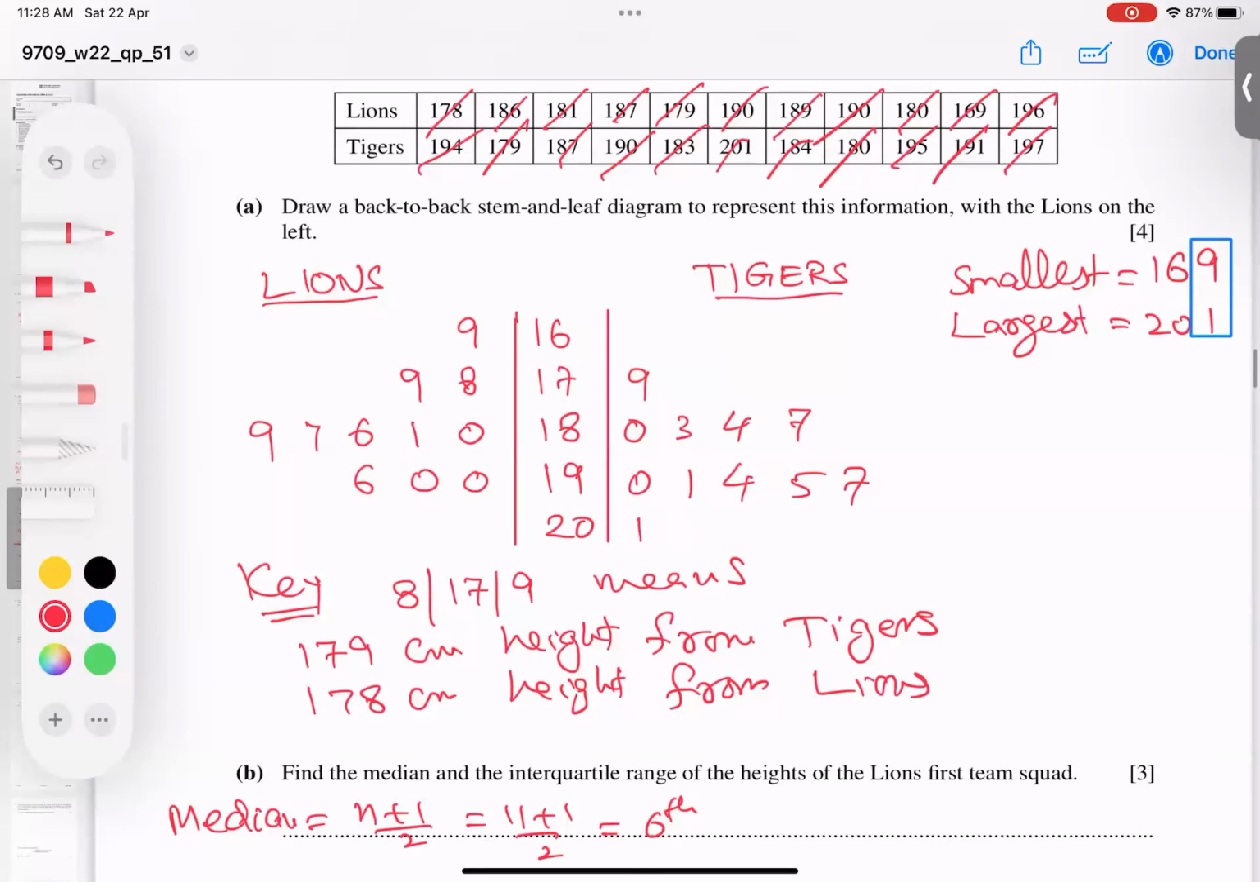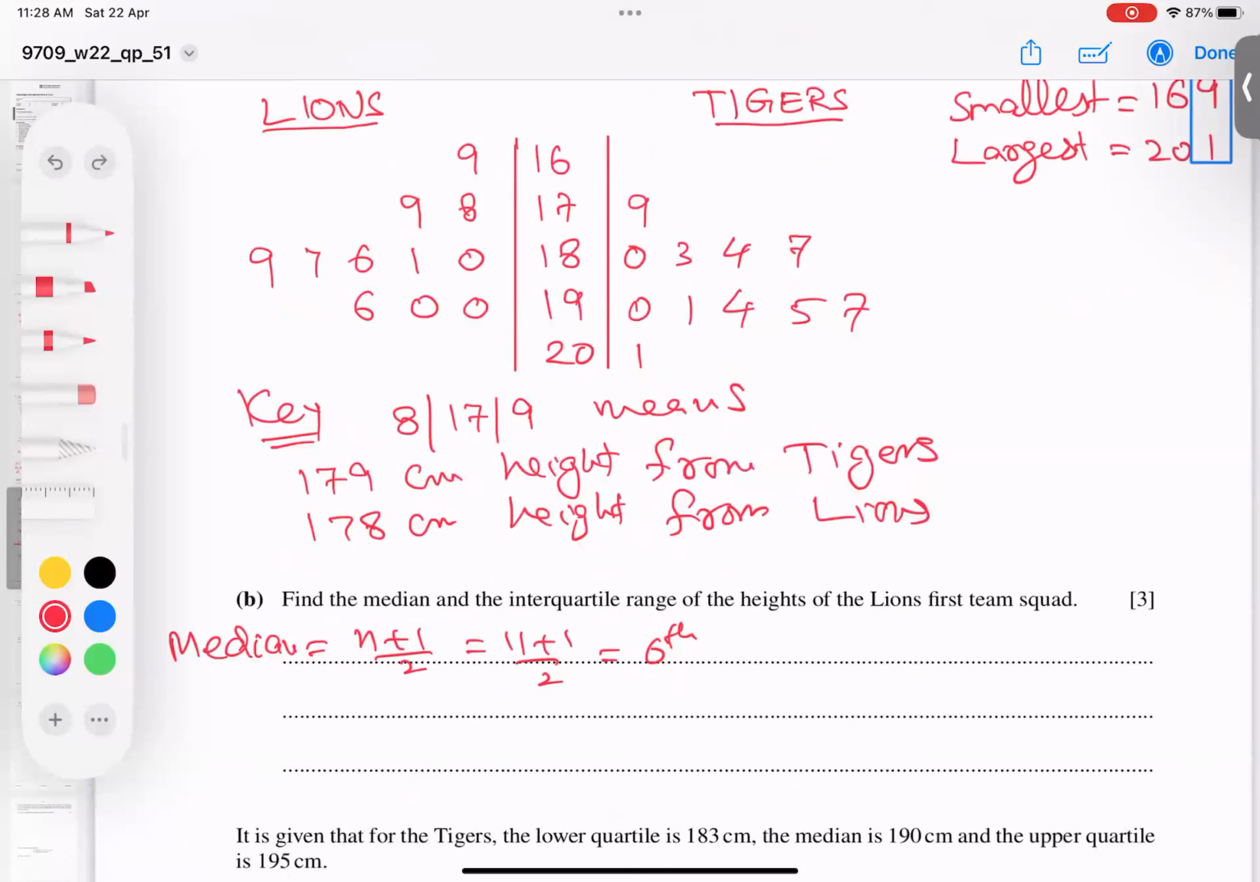So count from the smallest number: 1, 2, 3, 4, 5, 6. So the answer is 186. So 186 is our median. So I'm writing here median. I hope the point is clear.